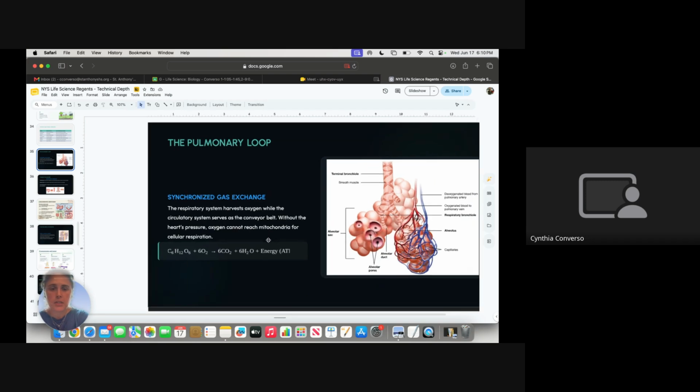All right. Let's see, the respiratory system harvests oxygen while the circulatory system serves as a conveyor belt. Without the heart's pressure, oxygen cannot reach mitochondria for cell respiration. And again, because you absolutely have to know this equation, cell respiration requires glucose and oxygen to enter into the cells, go to the mitochondria, perform cellular respiration, and what comes out is carbon dioxide and water as byproducts. And then the goal of this whole process is to create this energy, the ATP.